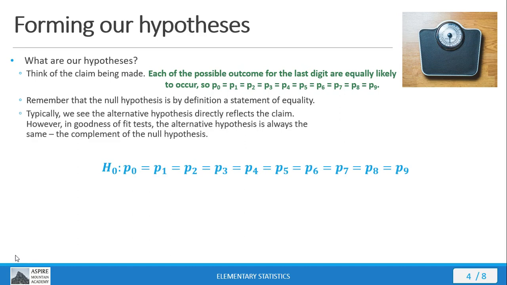And then typically the alternative hypothesis will reflect the claim, but here the alternative hypothesis is always going to be the same. It's going to complement the null hypothesis, because our claim is that they match up. Well, that's a statement of equality, which belongs with the null hypothesis by definition. So we're going to say at least one proportion is different. So yes, at least one of them is different from the rest.